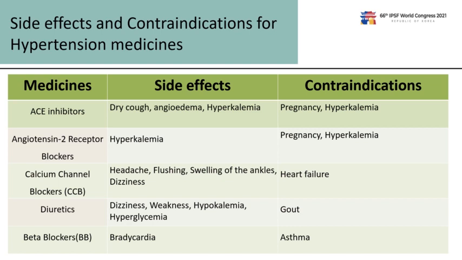Third, CCB's side effects are headache, flushing, swelling of the ankles, and dizziness, and it is contraindicated in heart failure. Fourth, diuretic side effects are dizziness, weakness, hypokalemia, and hyperglycemia, and it is contraindicated in gout. Lastly, beta blocker side effect is bradycardia, and so it is contraindicated in asthma patients.